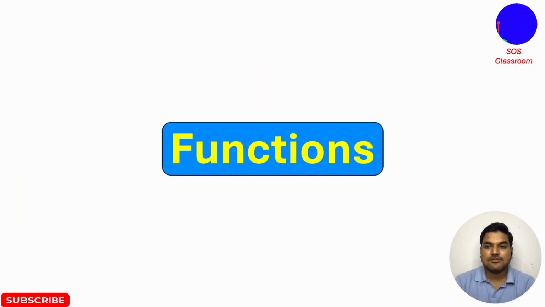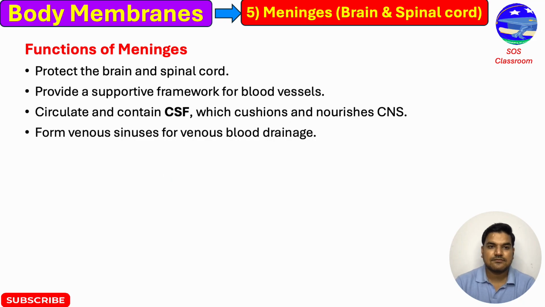Next, what are the functions of the meninges? First is protection of the brain and spinal cord by the presence of the fluid, the CSF, cerebrospinal fluid. Next, it provides a supportive framework for blood vessels and circulation, and contains the CSF, which cushions and nourishes the central nervous system, and forms venous sinuses for venous blood drainage.